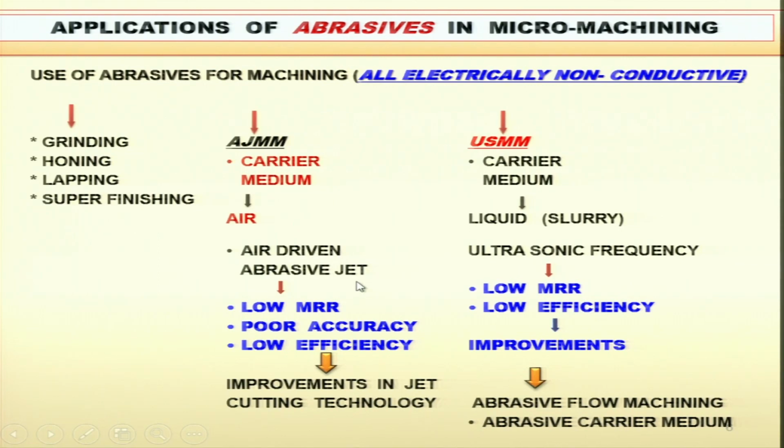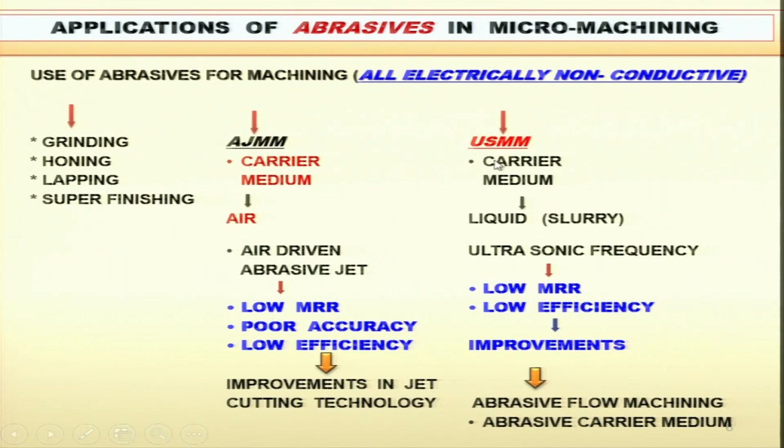Abrasive jet is there. The problem with abrasive jet micromachining is that it gives low material removal rate. Accuracy is not very high, poor accuracy, and efficiency is also low. However, improvements in jet cutting technology are taking place to improve the accuracy, material removal rate, and efficiency.